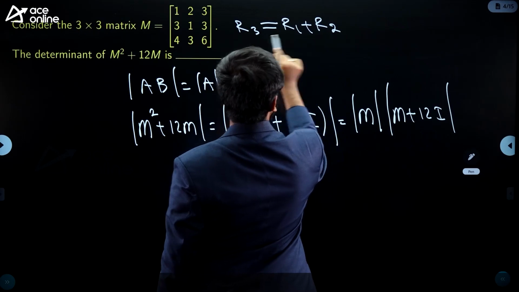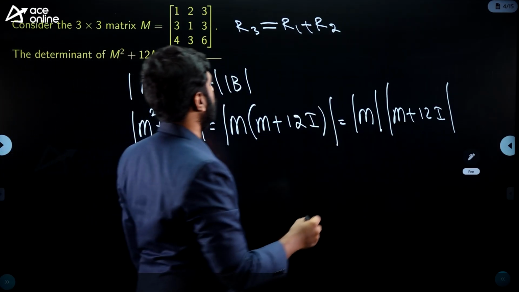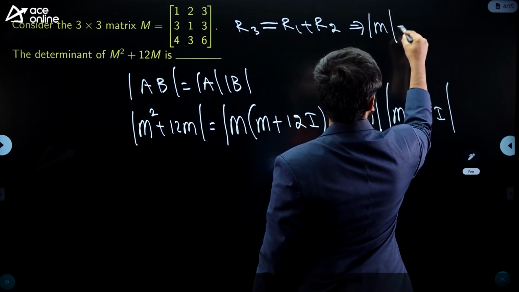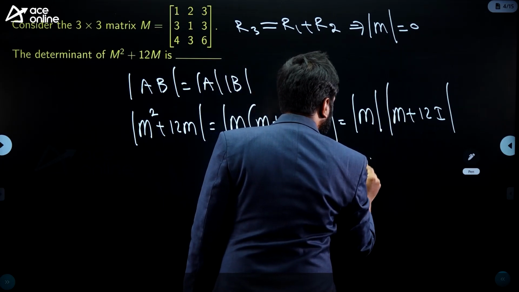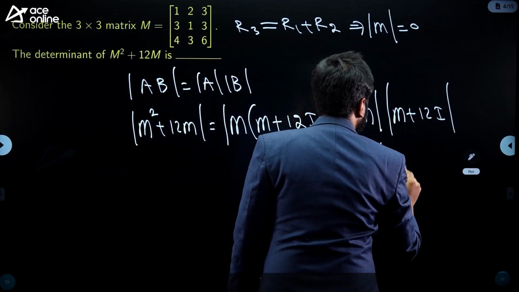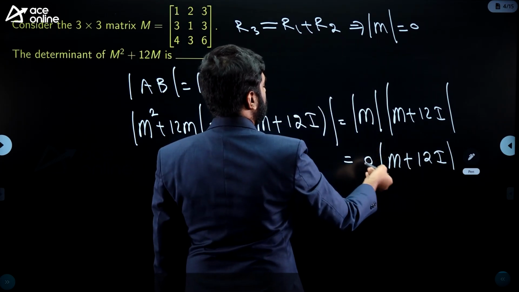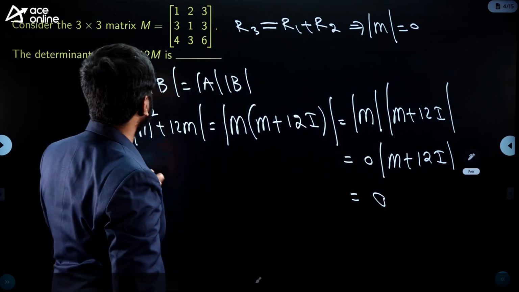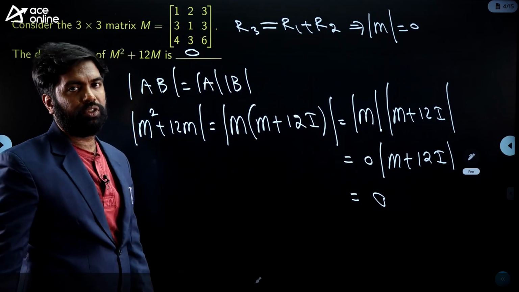When you have this kind of relation, obviously the determinant of M is 0. So this implies that the determinant of M is 0. Now when the determinant of M is 0, that is if this value is 0, 0 into the determinant of 12i, it doesn't matter what the value of this is, because 0 into any other value is obviously 0. So the answer for this problem is 0, that is the determinant of M square plus 12m is 0.